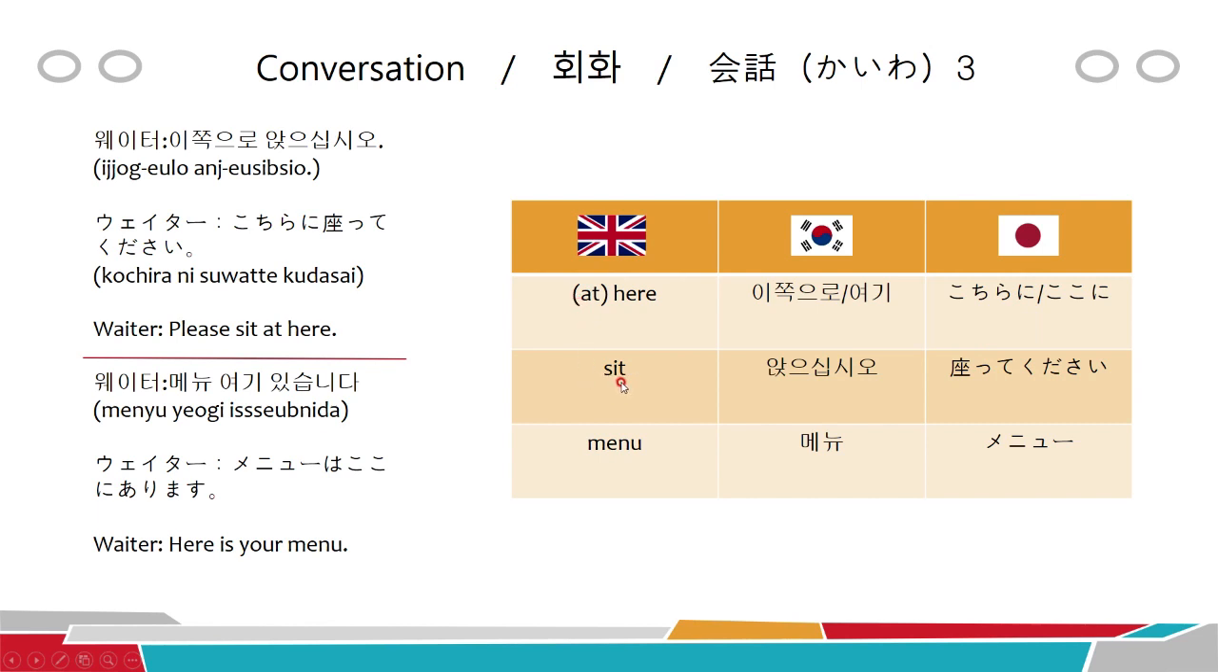Next we have sit, means 앉으십시오 in Korean, 座ってください in Japanese. Menu is menu in Korean. Menu in Japanese. When you read the menu in Japanese, you have to sound the new sound long.